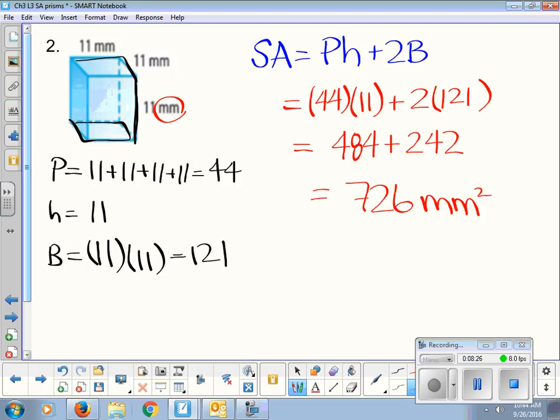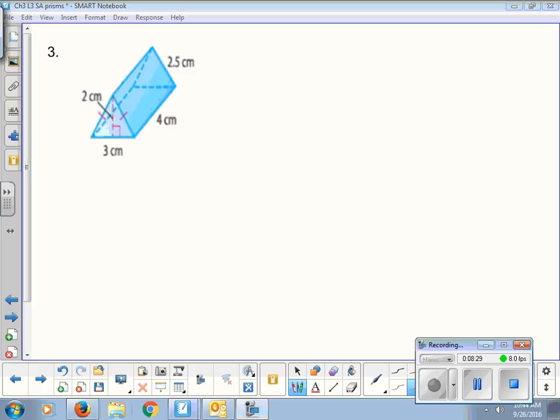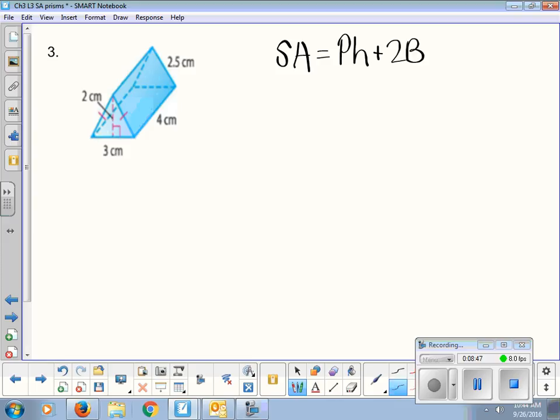Our units are millimeters squared. When you look at number 3, what type of prism do we have? Triangular prism. Are we going to use the same formula? Yes, our formula was for all prisms. So we have perimeter times the height plus 2 area of the base.